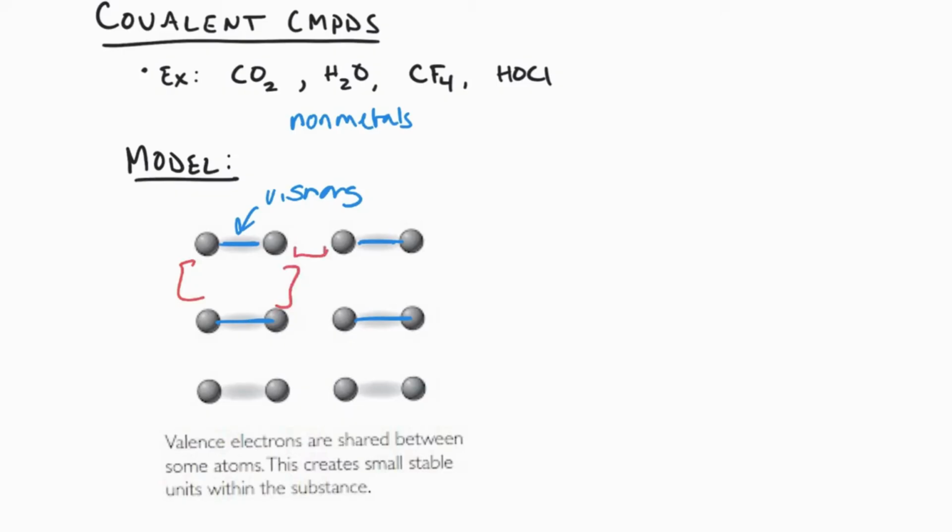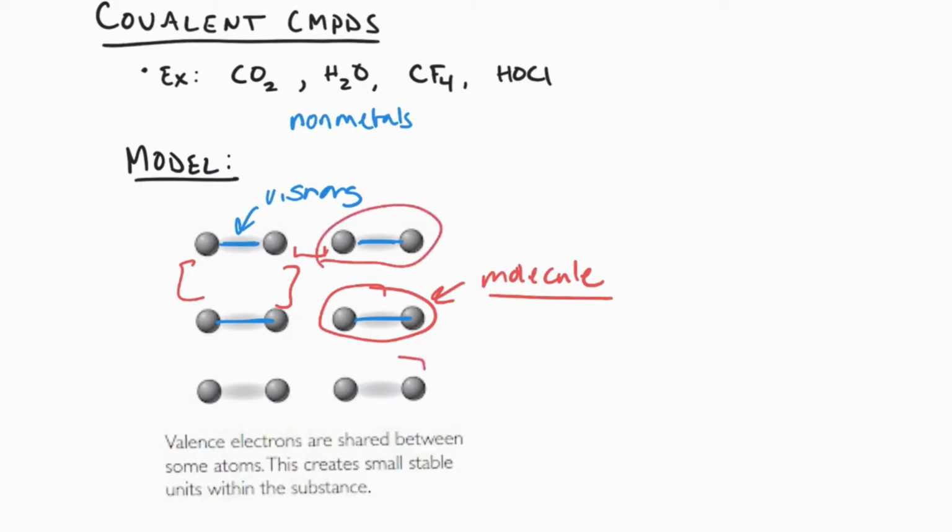Within a unit, you have this really strong force that holds the unit together, and then between units, there's not a strong force. And so you end up with this small stable unit within the structure. This small stable unit is what I'm circling in red. And that small stable unit is what we call a molecule. All right, so we have a molecule. And those molecules are held to other molecules not by covalent bonds, but by weak, what we call intermolecular forces.